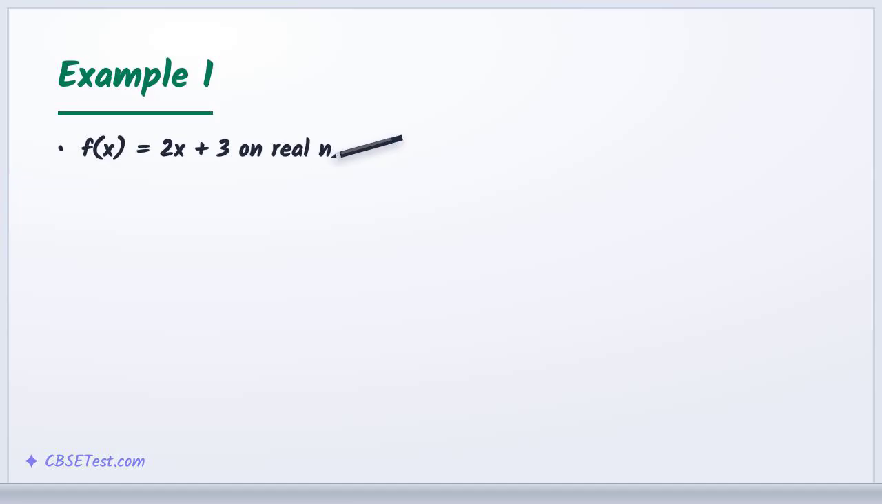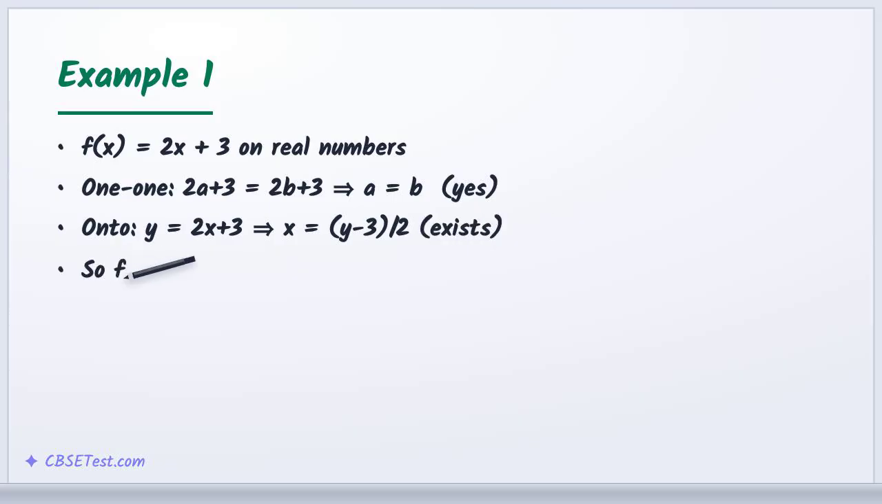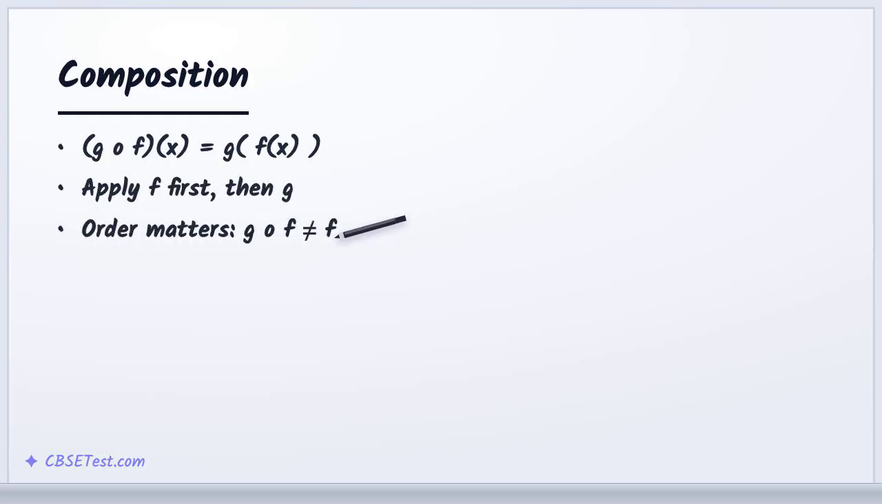Take f(x) = 2x + 3. If two outputs are equal, then the inputs are equal, so it's one-one. And for any y, we can solve x = (y - 3)/2, so it's onto. Hence, f is bijective. The composition g after f means apply f first, then feed the result into g.